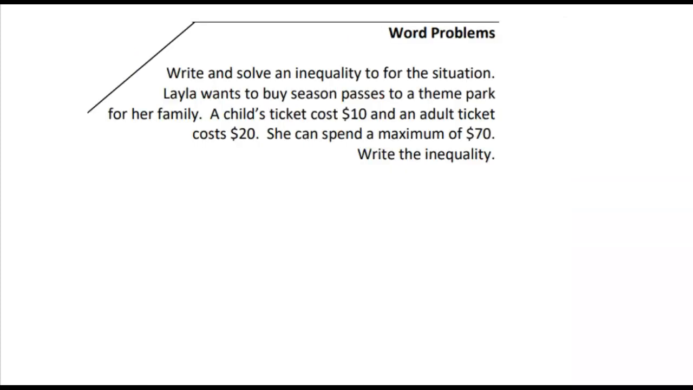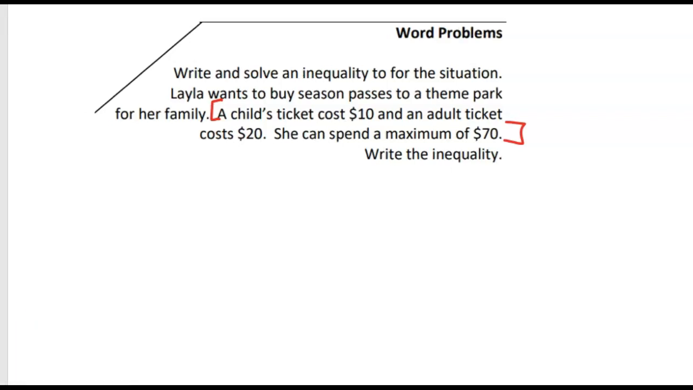Everybody's favorite kind of problem, a word problem. And so we're going to have to write this word problem down, so let me shorten it a little bit for you. Write and solve an inequality for the situation. Layla wants to buy season passes for her family, and so this much right here is what you need to write down. Not necessarily the whole thing, but that sentence right there, because that's going to give us our inequality.